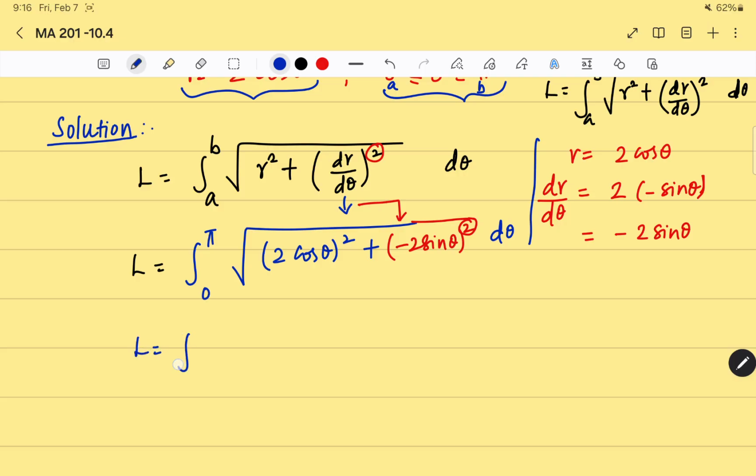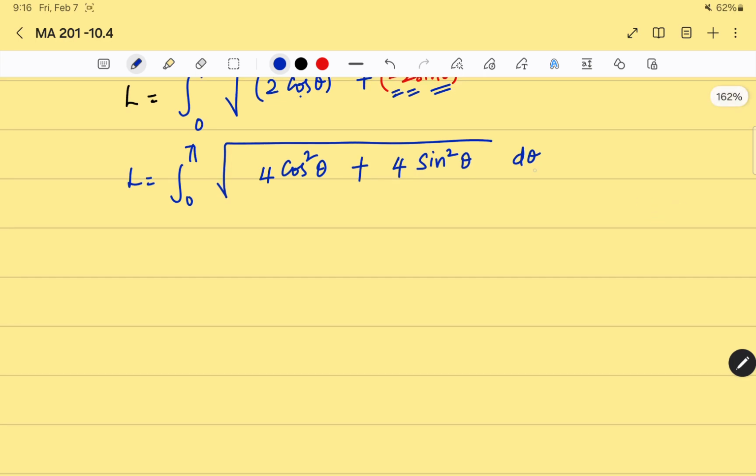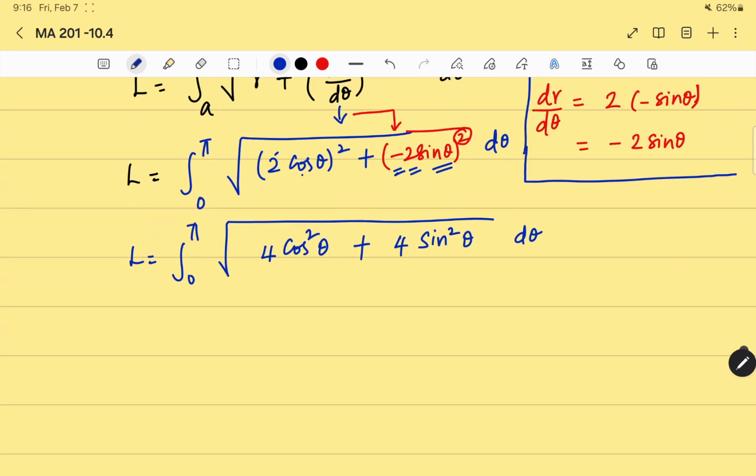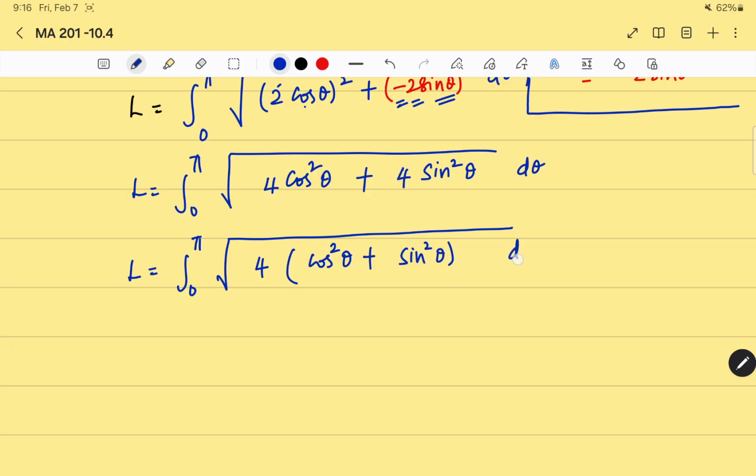Now this equals integral 0 to pi. Let me simplify this expression. 2 square is 4. Cosine square is cosine square theta, plus minus square is plus, 2 square is 4, and then sine square theta. So this is 4 sine square theta d theta. So this equals L equals integral 0 to pi, square root of, let me take 4 as common factor. I will get cosine square theta plus sine square theta into d theta. What is cosine square theta plus sine square theta?